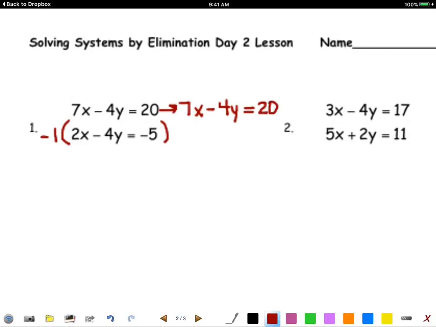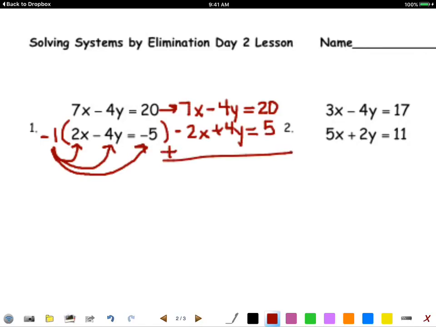It doesn't matter, okay? And then this bottom one, when we distribute the negative 1, a negative 1 times a positive 2x is going to be negative 2x. And a negative 1 times a negative 4y is going to be a positive 4y, which you can see that's good. That's what we wanted to happen, right? But don't forget this other number over here. Negative 1 times negative 5 is a positive 5. Okay, so we're going to add these together.